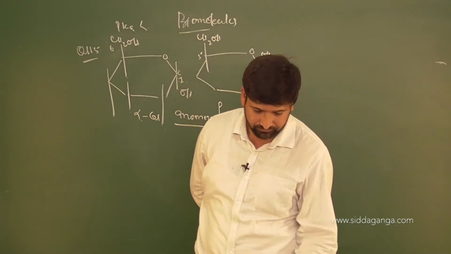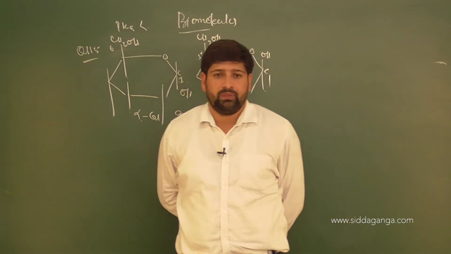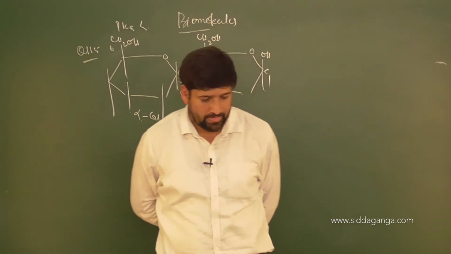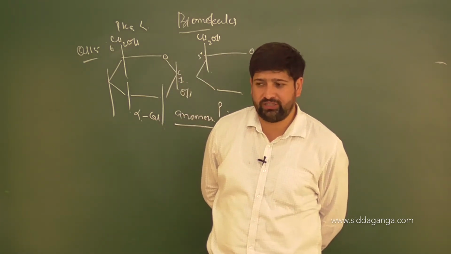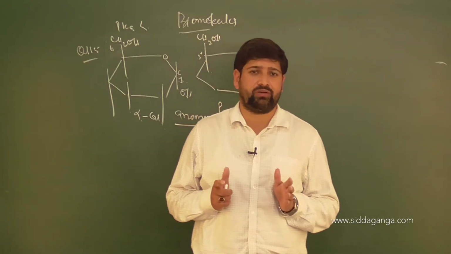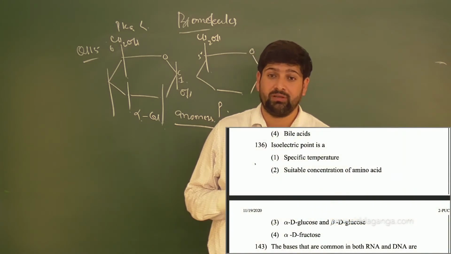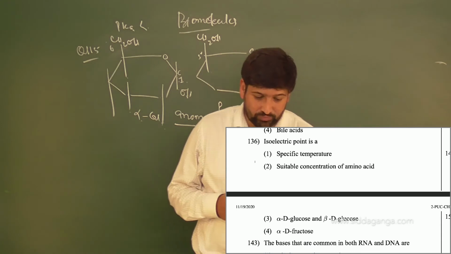So the correct option, children, will be anomers. Next question, question number 136. The question is, what is the isoelectric point? Very simple, I'll just define it directly. The isoelectric point is the pH at which the maximum concentration of an amino acid is in the zwitterionic form. So the correct option for 136 will be option 3.